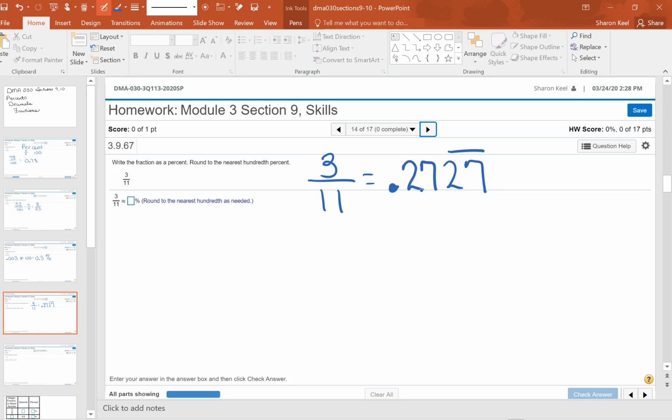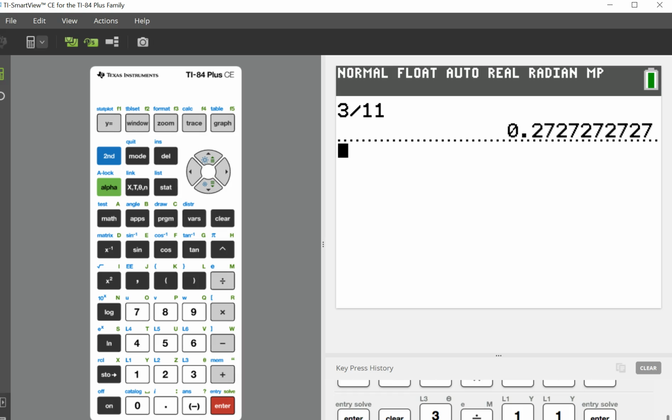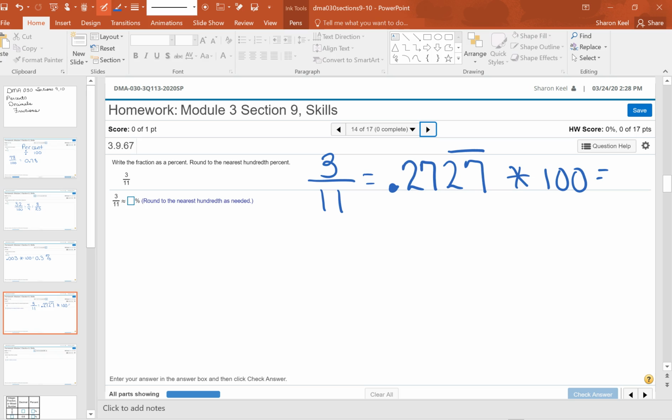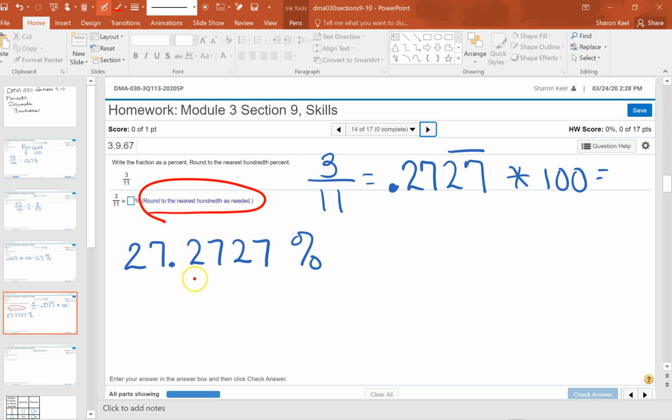When we go from a decimal to a percent, we multiply by 100. So again, on the calculator, we have our repeating decimal. We're now going to multiply by 100. So 27.2727%. We need to pay close attention to, it says round to the nearest 100th. Tenths, hundredths. The 2 in this place determines if that rounds up or stays the same. So this would be 27.27%.